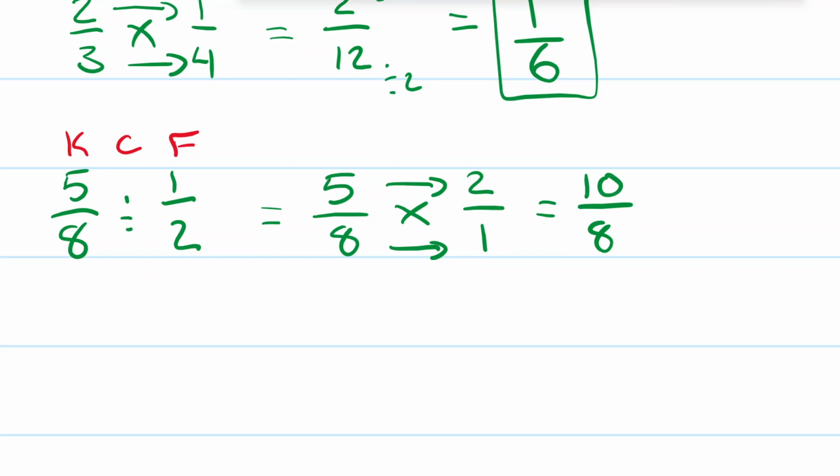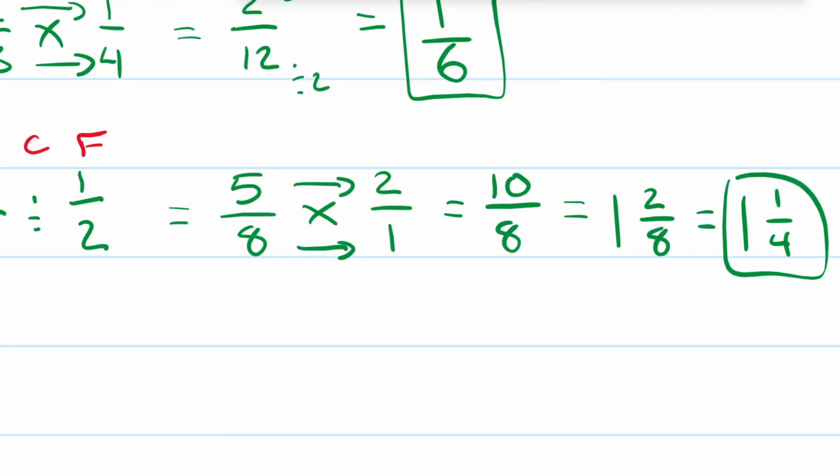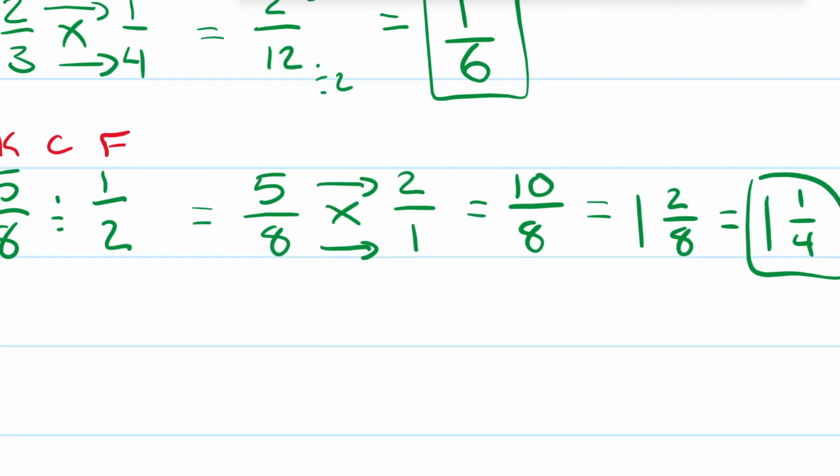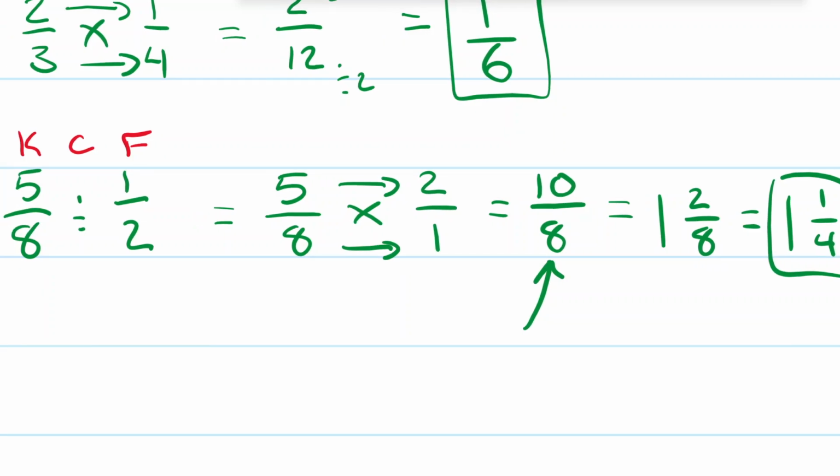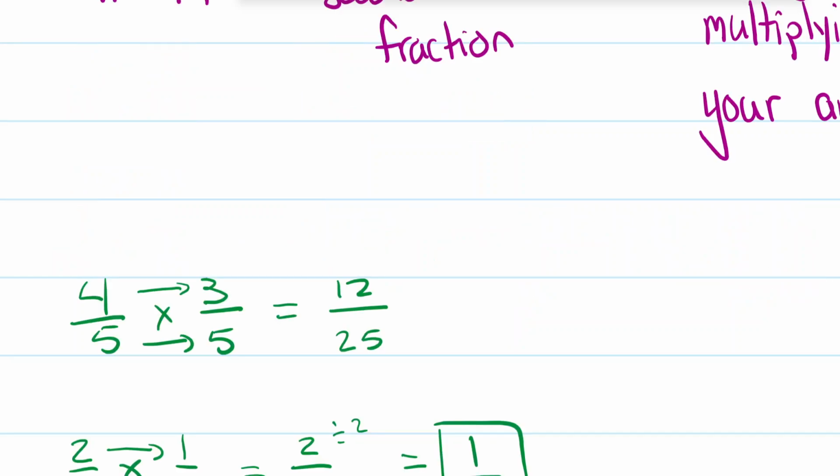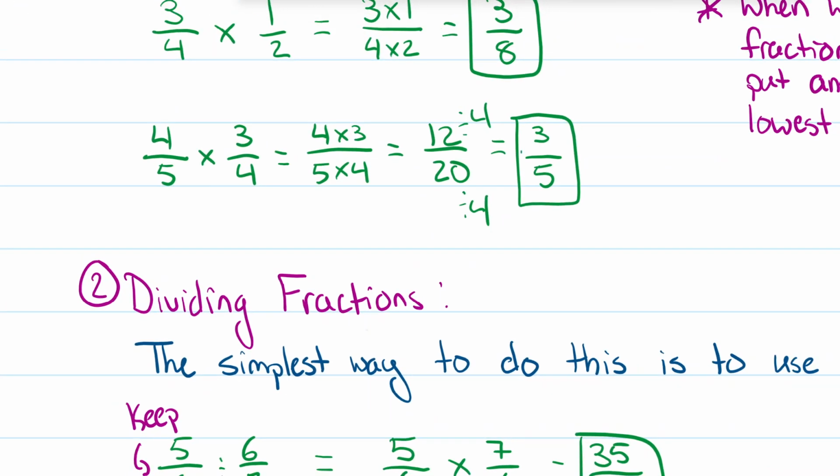Now, if you want to know how to simplify that, just hop over to another video where we talk about mixed numbers. But this is going to boil down to 1 and 2 over 8, which is going to be 1 1/4 at the end of the day. Again, if you want to figure out how to change these kinds of fractions into mixed numbers, I go through it in depth in another video. But that's pretty much it. That's everything you need to know about multiplying and dividing fractions.